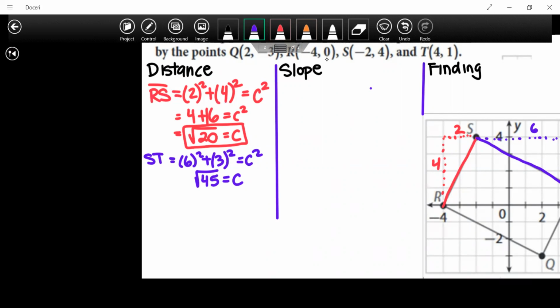I'm just trying to save some room because I know you guys don't have room. You have to write a little tiny. If you need to work them out, please work them out. Calculators are always acceptable. You can plug this directly into your calculator. Do we need decimals? No, leave them as radicals. They're giving you cleaner numbers. So this is ST.